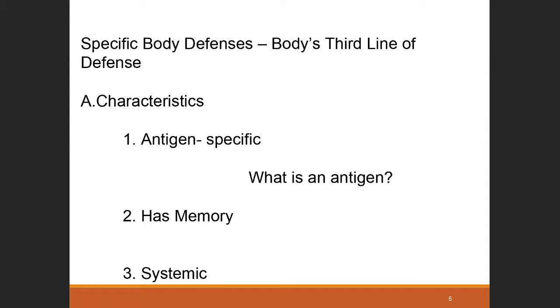This third line of defense has to have a memory. This is really the component that makes it what it is. But the ability to recognize something, attack it, and then remember what it was for the next time it comes back around. And then finally, it has to be systemic. We did note that our different parts of our innate immune system were very much regional. This has to be full body, full systems.